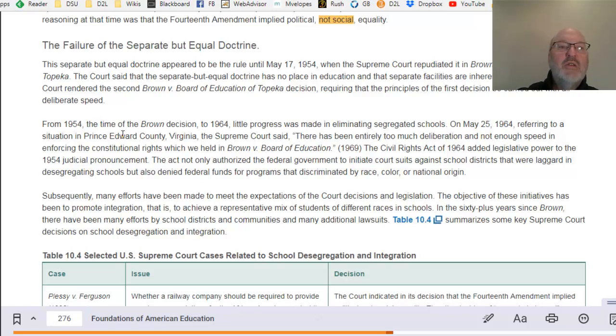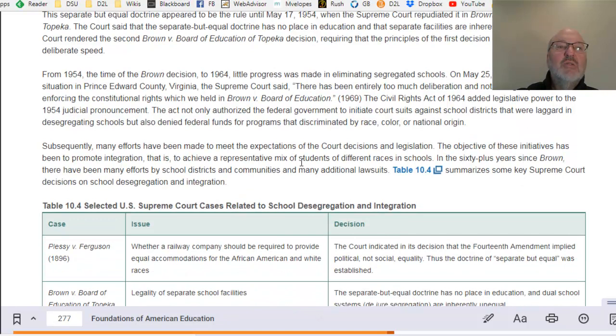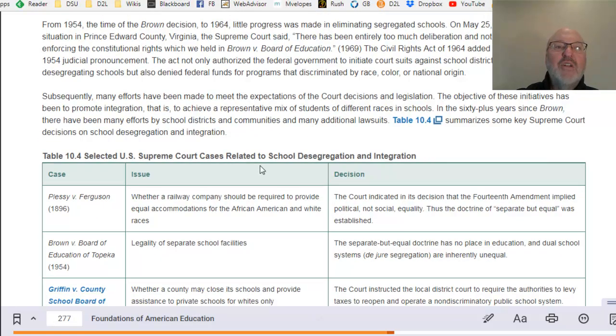By 64, referring to the situation, there was entirely too much deliberation and not enough speed in Brown versus the Board of Education. The Civil Rights Act of 64 added legislative power to the 54 pronouncement, and the act not only authorized the federal government to initiate court suits against laggard districts in desegregating schools, but also denied federal funds to programs that discriminated by race. Subsequently, many efforts have been made to meet the expectations of the court decisions. In the 60 plus years since Brown versus the Board, there have been many additional lawsuits involving school districts and communities.